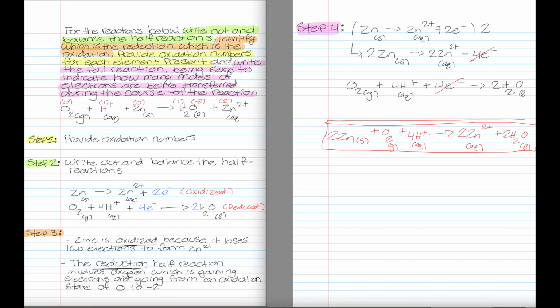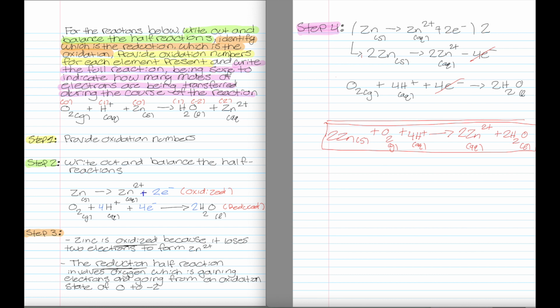Zinc is oxidized because it loses 2 electrons to form zinc 2 plus. Zinc is a metal that readily loses electrons to form positively charged ions, which is why it is a good reducing agent. In this reaction, like I just said, zinc is oxidized, losing 2 electrons to form zinc 2 plus ions. The reduction half reaction involves oxygen, which is gaining electrons and going from an oxidation state of 0 to -2. Oxygen in water has a strong affinity for electrons and readily accepts them to form negatively charged ions.